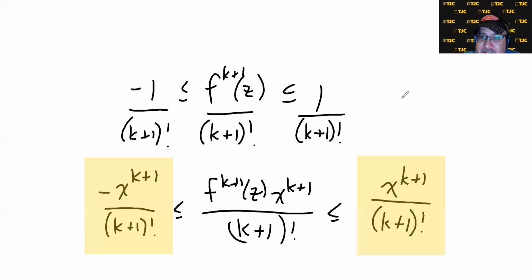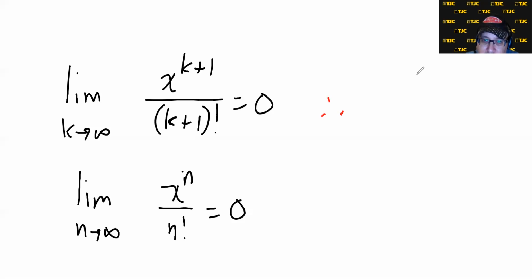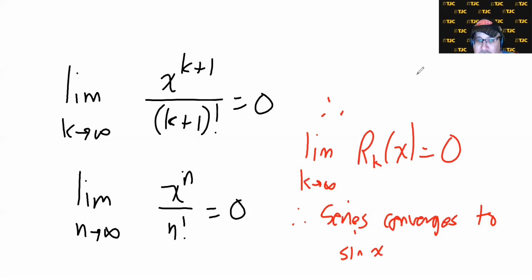Well, that means that this limit goes to 0, and this goes to the opposite of that limit, so it's still 0, which means the guy in the middle goes to 0. And remember, the guy in the middle was the kth remainder. And so we can conclude that the limit as k approaches infinity of the kth remainder is equal to 0, and therefore the series converges to sine of x.